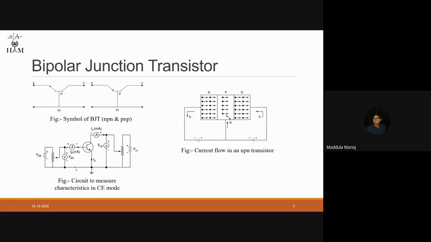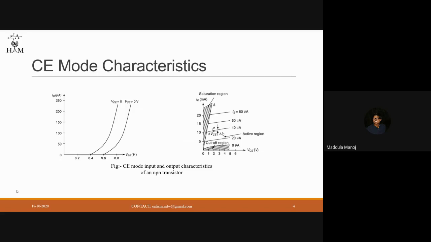Why we are placing resistors: the BJT may burn off, and the diode may break off due to abrupt changes in voltages. So that is the reason we keep a resistor. Then after doing that, this is how the CE mode characteristics look like.